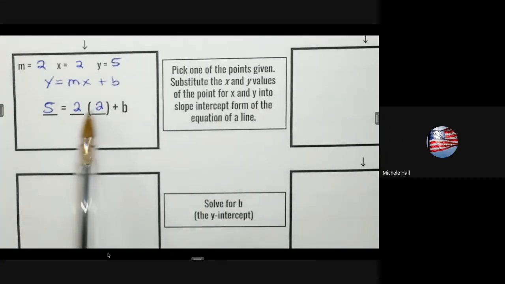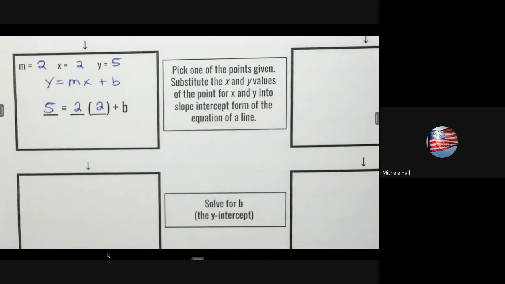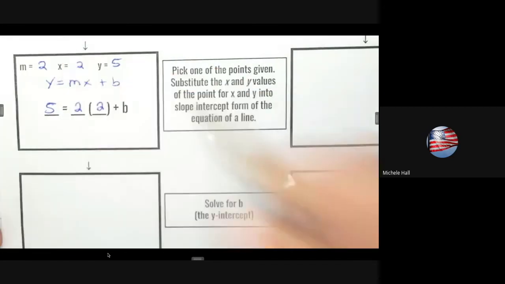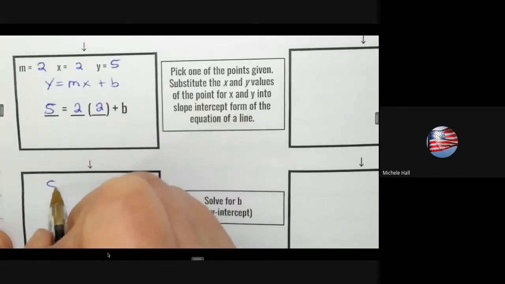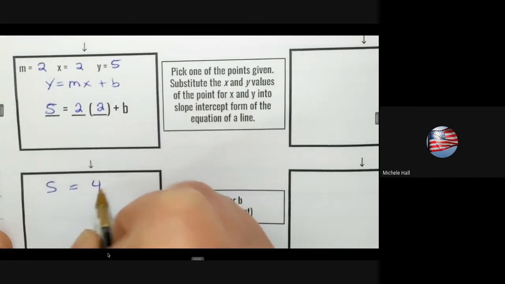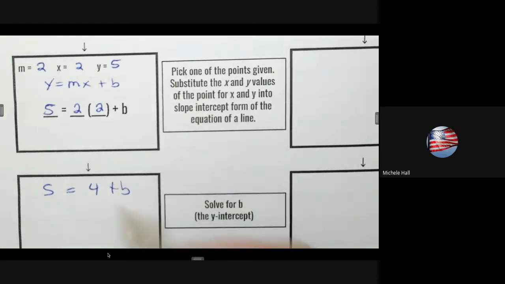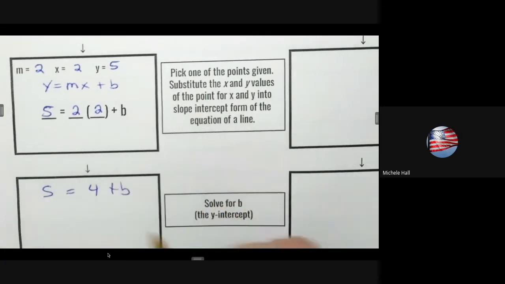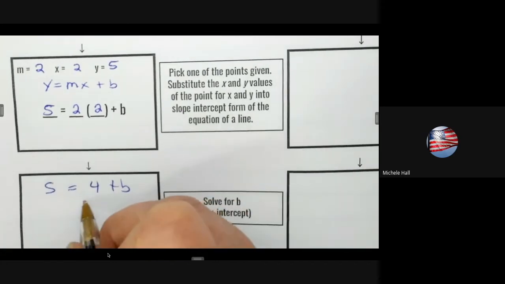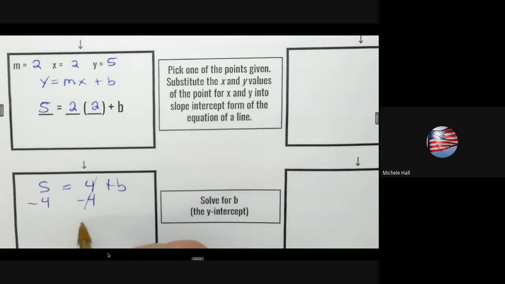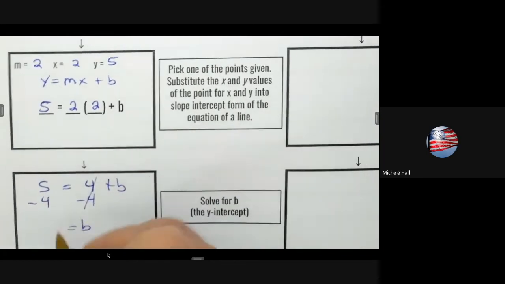We have an equation that has one variable. Do you know how to solve an equation with one variable? The first thing you need to do is simplify this multiplication. 2 times 2 is 4. We have 5 equals 4 plus b. Now I'm ready to solve. I need to put the 4 on the left-hand side. I need to do the opposite. So I'll subtract 4, subtract 4. These cancel, and it leaves b equals 5 minus 4.